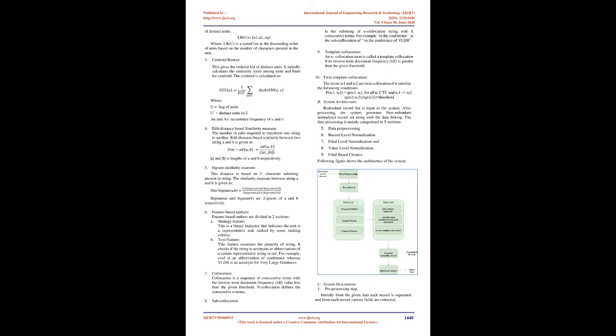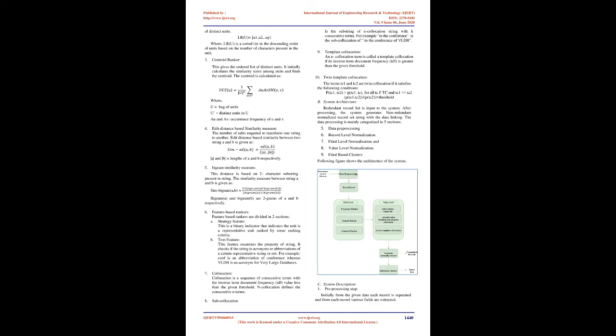2. Length ranker. The length ranker ranks the length of unit U in the list of distinct units. LR(U) equals U1, U2, ..., Up, where LR(U) is a sorted list in the descending order of units based on the number of characters present in the unit.